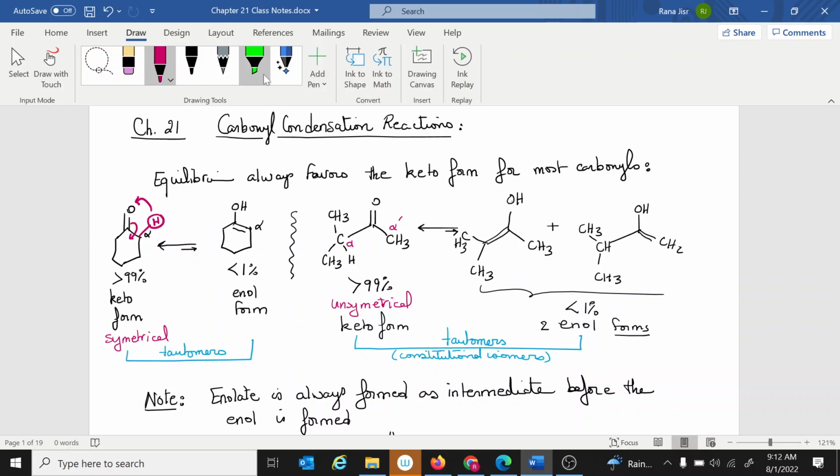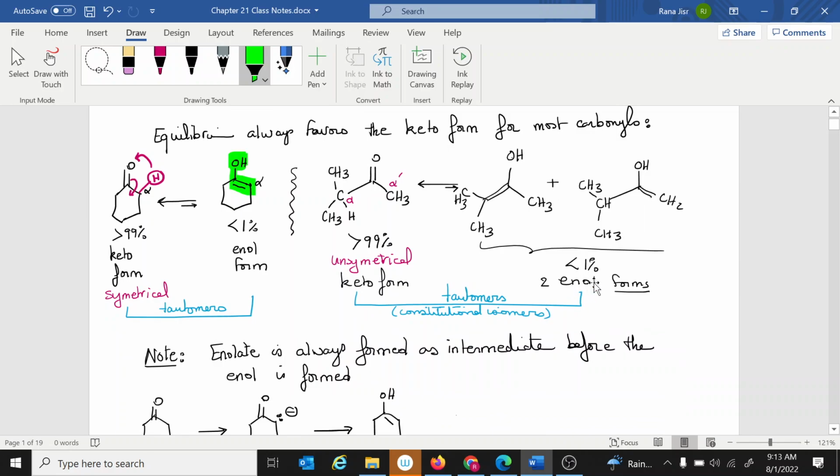We say that the enol is unstable because you have an oxygen OH, which is a nucleophile, next to a double bond, which is also a nucleophile. This is why it's not stable and exists in less than 1%. Enol forms depend on the number of alpha hydrogens that you have. Here I have one alpha hydrogen because it's a symmetrical ketone, so I have one enol form. If you have two alpha hydrogens, then you're going to end up getting two enol forms. And still, no matter how many there are, the enol forms are going to be less than 1%.